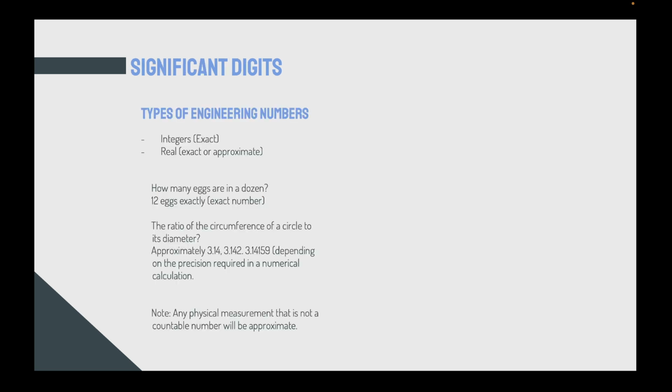Now, significant digits. How many of you heard of significant digits? Perfect. That would make our life easy. Now, in engineering, I would say generalized word, but just for the sake of walking you through significant digits. There's 2 types of engineering numbers. We have the integers, what we would call them as exact, and we have the real numbers. Real numbers could be exact or could be approximate.